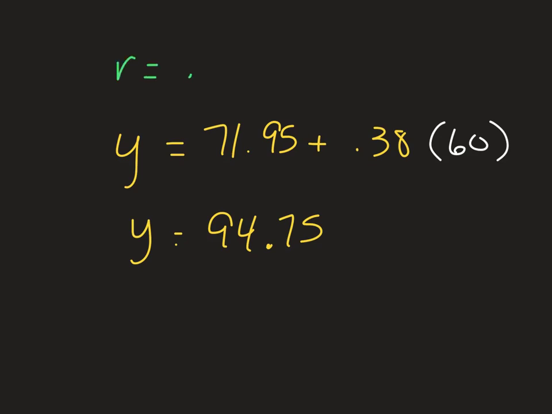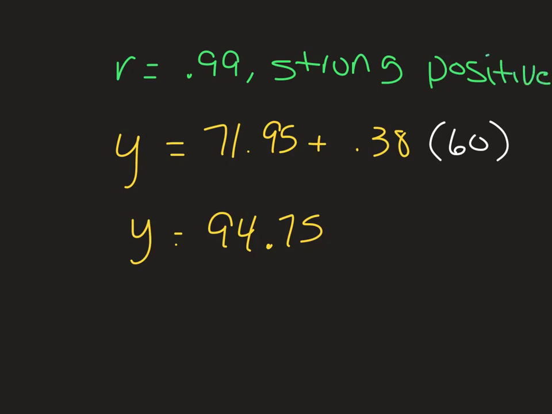R was 0.99, and it said to tell what kind of relationship or correlation that means. That means it was a strong, really strong positive. And that's what I need you to say, whether it's strong positive, weak positive, strong negative, weak negative, or no relation whatsoever. It was very close to a line, and the R is really, really high, close to 1.